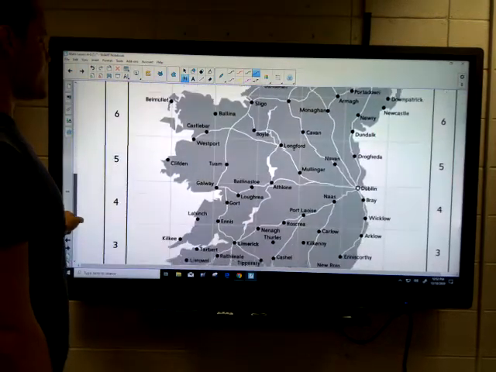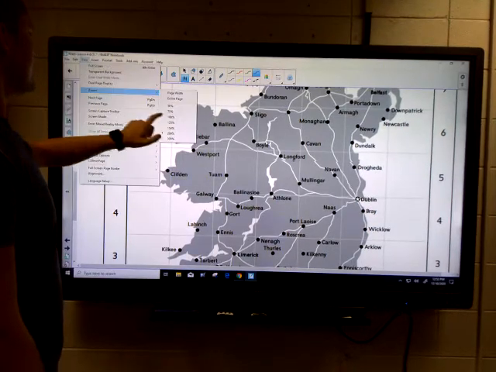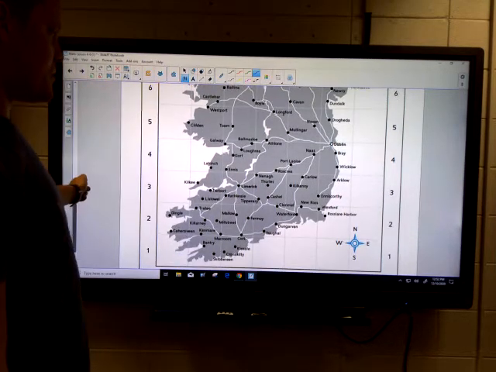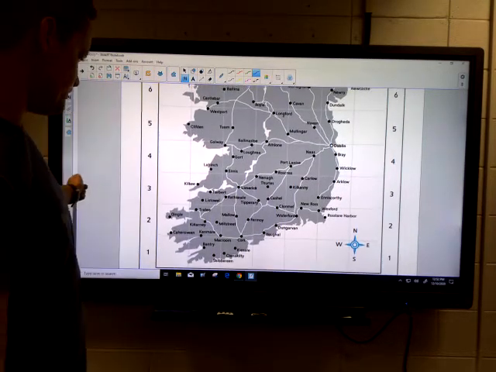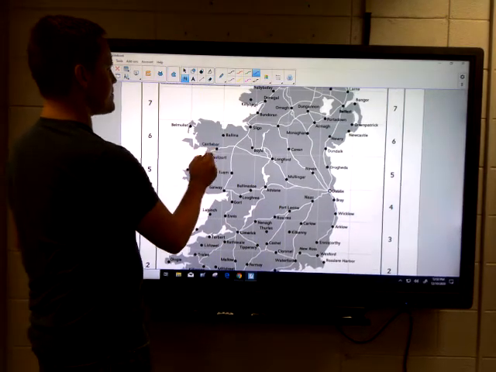Westport, where can you be, Westport? Let me change the view so I can make it smaller. Westport, help me find Westport. Where's Westport at? Here it is. Westport. I found it.